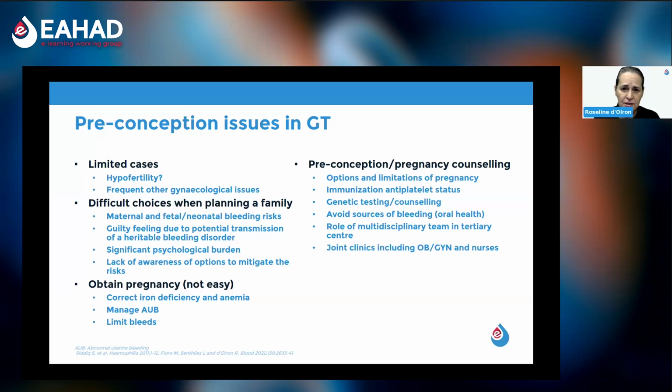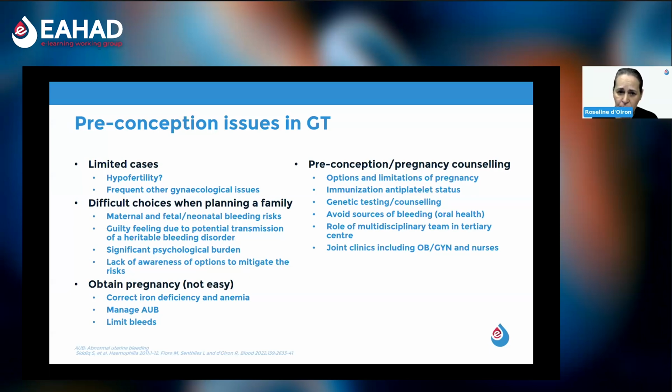A lot of these women have been told when they were young that they probably will never have a pregnancy. There is also a lack of awareness of all of the options that may mitigate those risks. It is very important to inform those patients regarding their options, but also the limitations of the pregnancy. And in this regard, immunization against the platelet plays really a very important role.